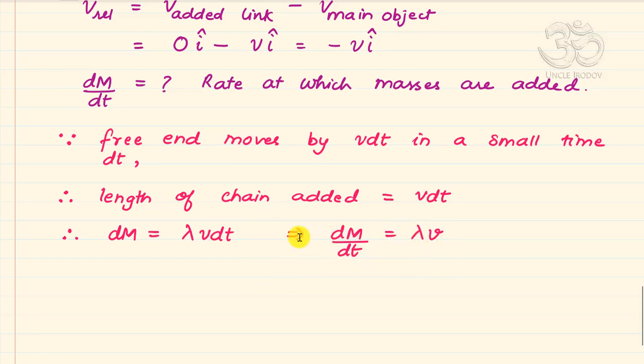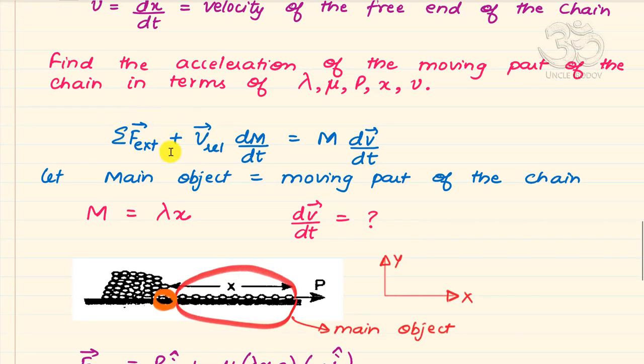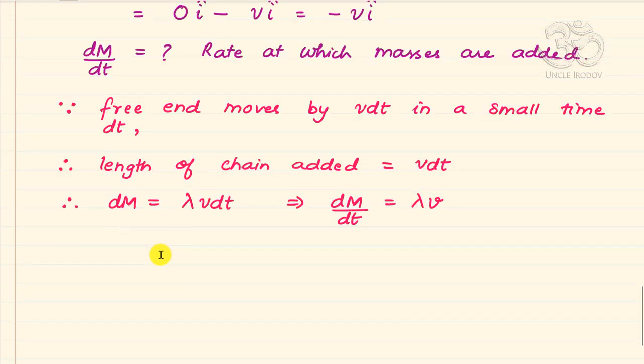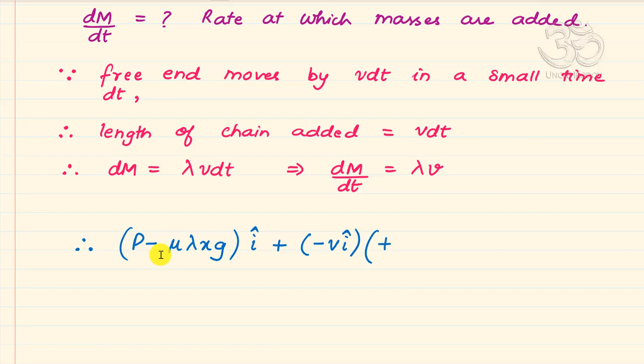And now we have all the ingredients with which to frame our equation. So let us try to frame our equation. So first, for f external, you will write this. So therefore p minus mu lambda x g I cap plus vrel minus vi cap times dm by dt. So plus lambda v is equal to m, which is lambda x, times dv by dt.